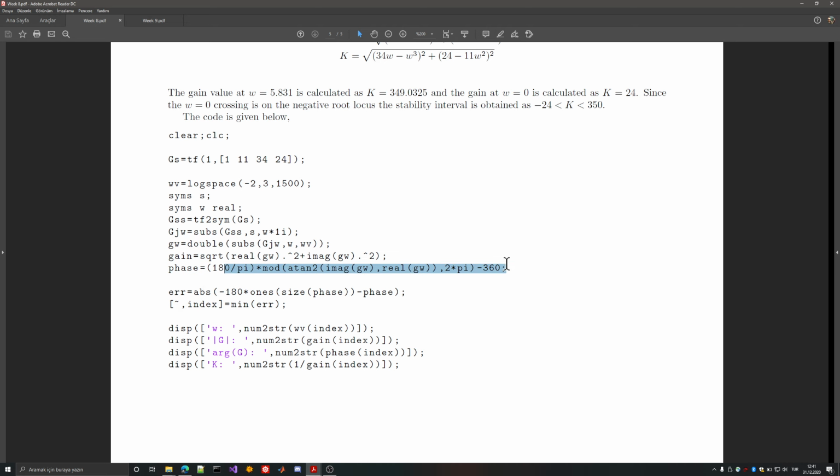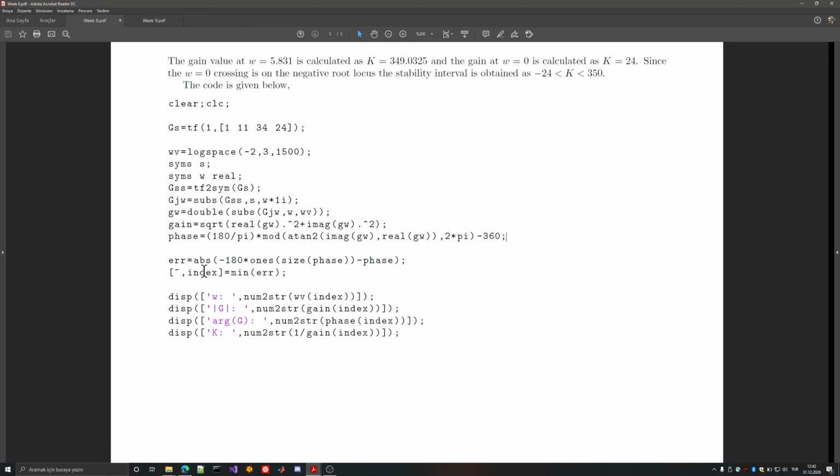You have to do some modifications here, especially for the angle, because atan2 is a function that uses the imaginary and real parts and gives you the four-quadrant angle, but the angle is between minus 180 and 180, so you have to adjust it so that it will be between 0 and 360. And then since you're searching for a point where the phase angle is a certain value, namely minus 180 degrees, you have to look for the closest point here.